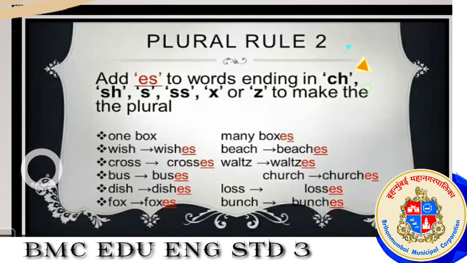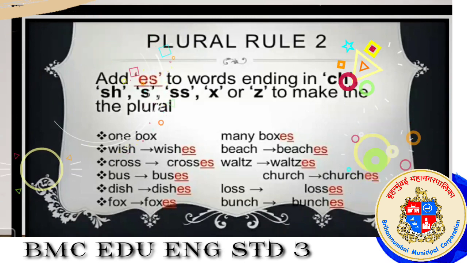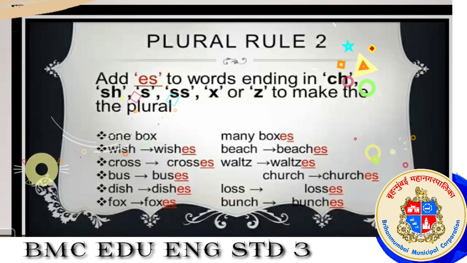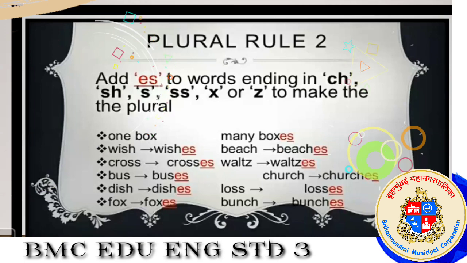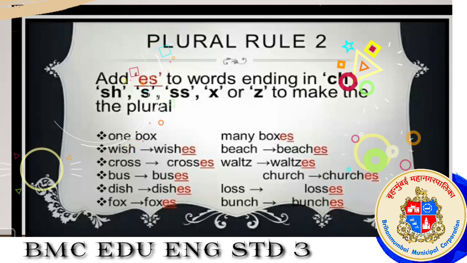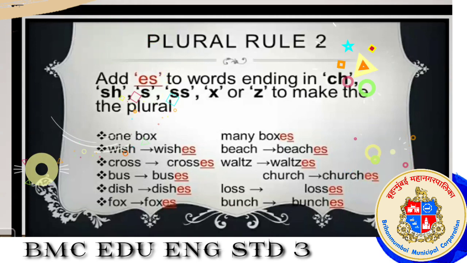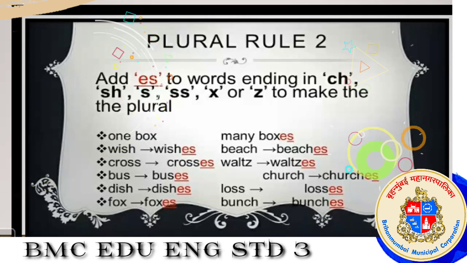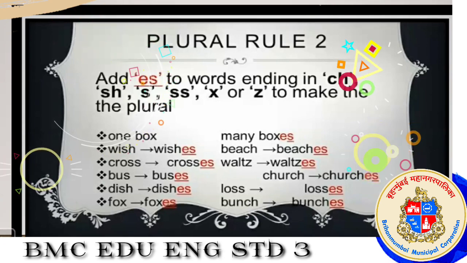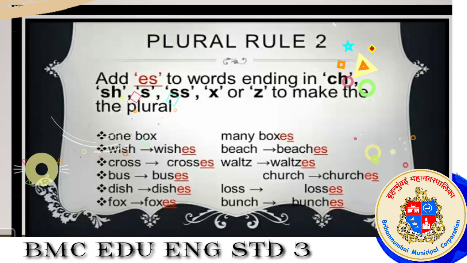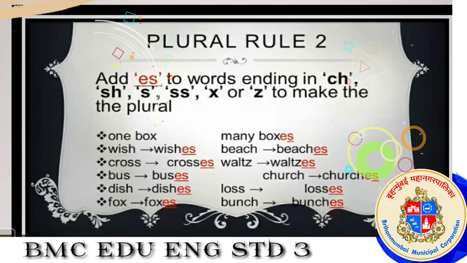Add ES to words ending in CH, SH, S, double S, X or Z to make the plural. Now see, the words which are having CH at the end or SH or S or double S or X or Z. So what we have to add there? We have to add ES. So here the example is given.